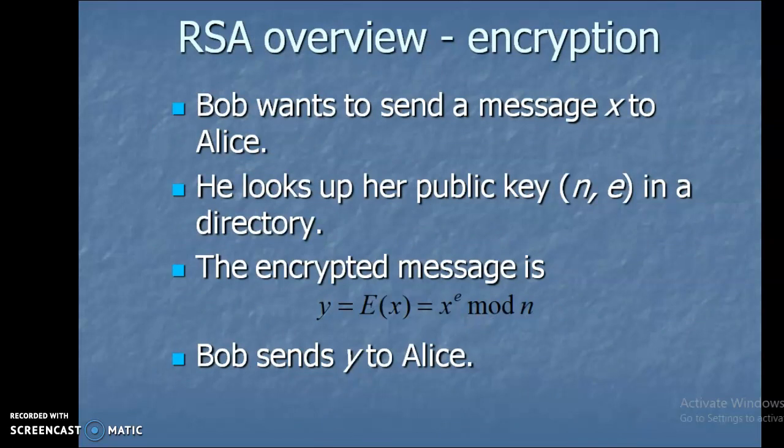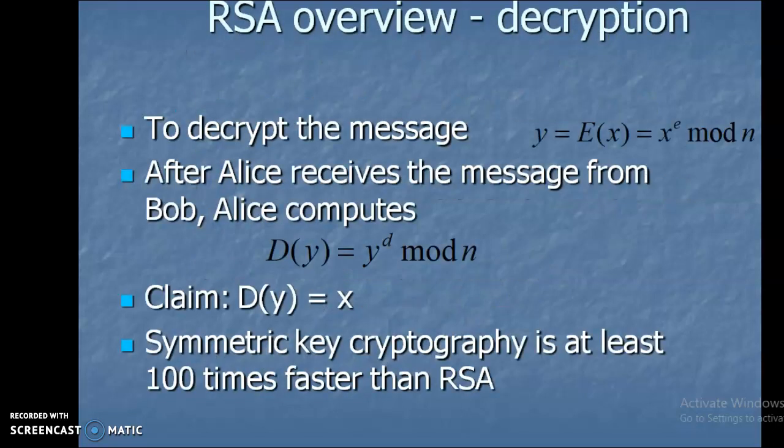Now Bob wants to send a message to Alice. He looks up her public key (n, e) in a directory. The encrypted message is y equals E(x), which is x to the power e mod n. Bob sends y to Alice. To decrypt the message y equals x to the power e mod n, what did Alice do? Alice received the message from Bob. Alice computes y to the power d mod n and claims that it is equal to x.